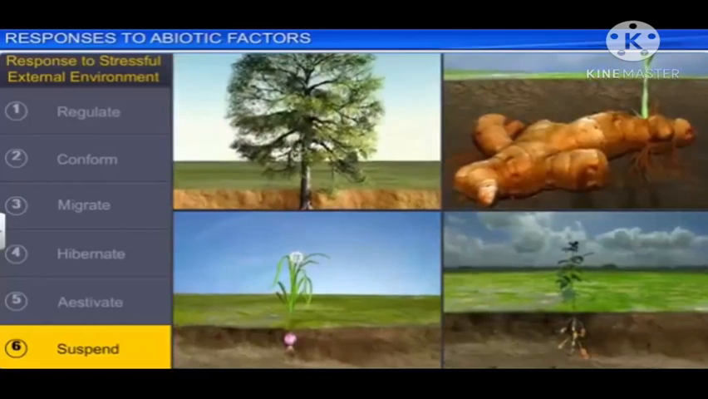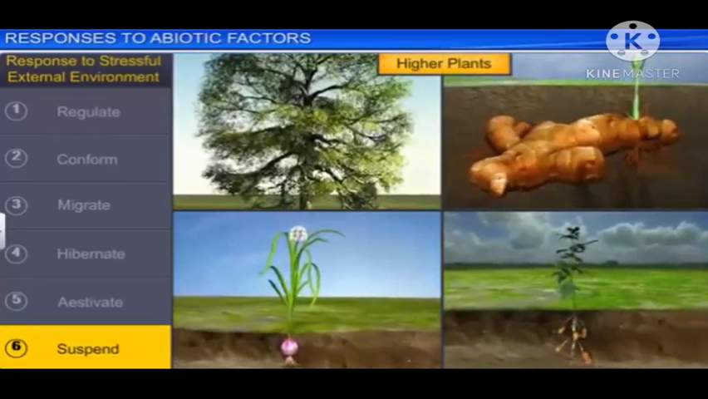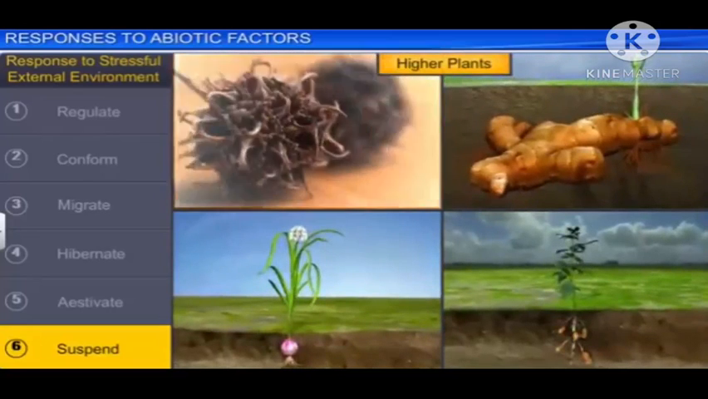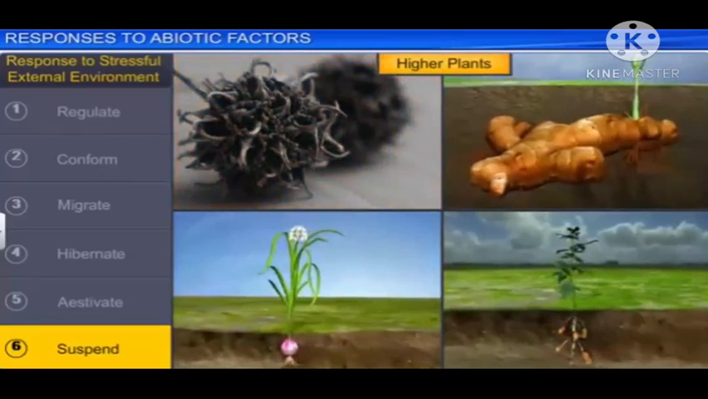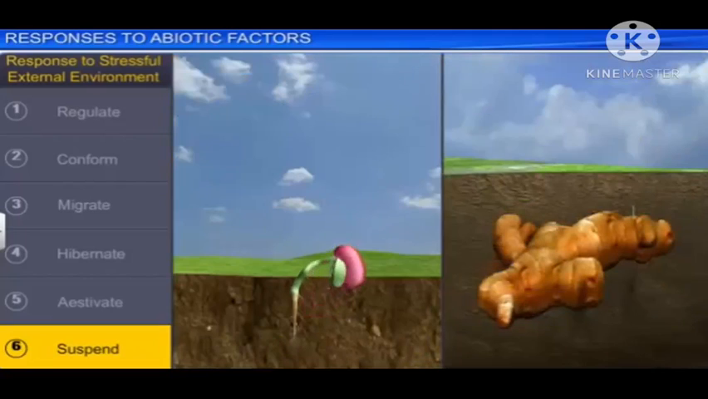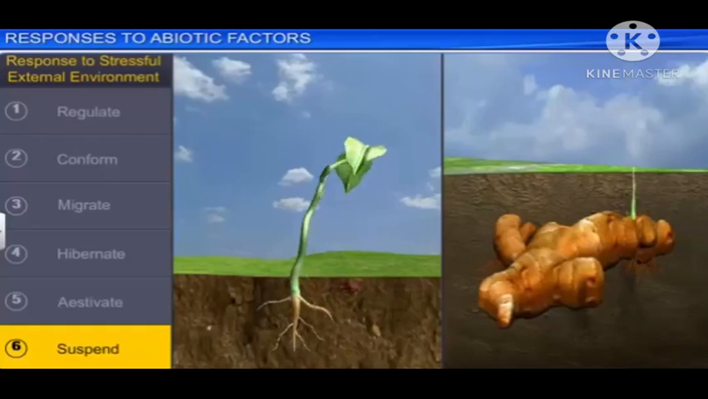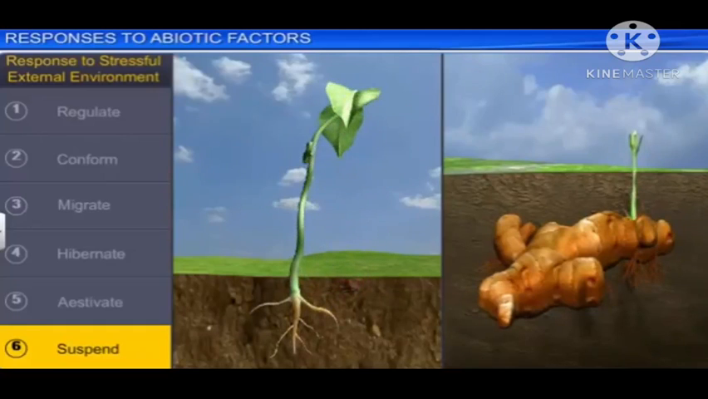Similarly, in higher plants, seeds and other vegetative reproductive structures are produced, which help overcome stressful periods besides helping in dispersal. This is done by reducing their metabolic activity and undergoing a dormancy period. In favorable conditions, these seeds and vegetative reproductive structures germinate to form new plants.